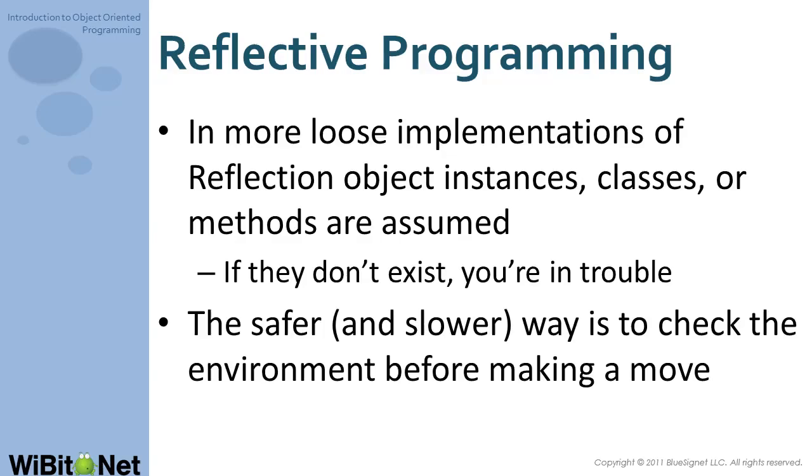So in more loose implementations of reflection, object instances, classes, and methods are assumed, and if they don't exist, you're in trouble. The safer and way slower approach is to go through and precautiously check every single object to see: can you do this? Can you do that? Okay, you can. All right, give it back. Oh, it wasn't able to? Let's do mitigative action. And it gets really slow, and that's one of the serious pain points of using reflection.